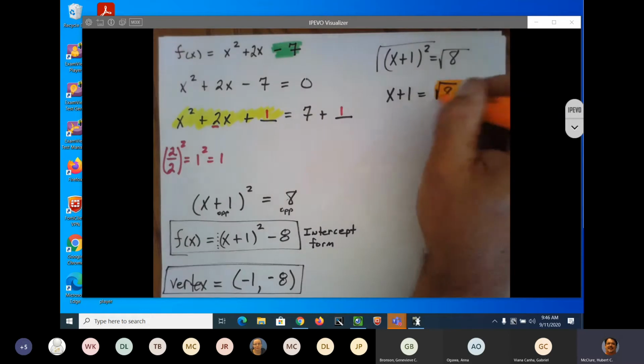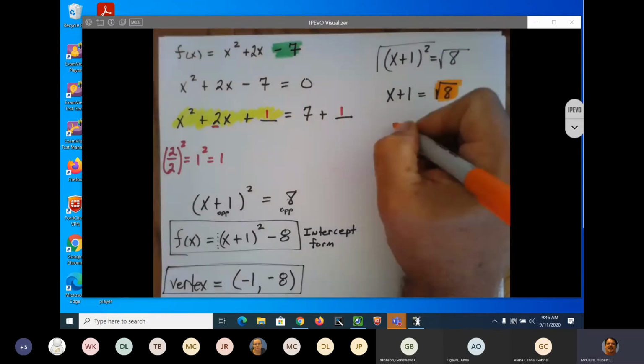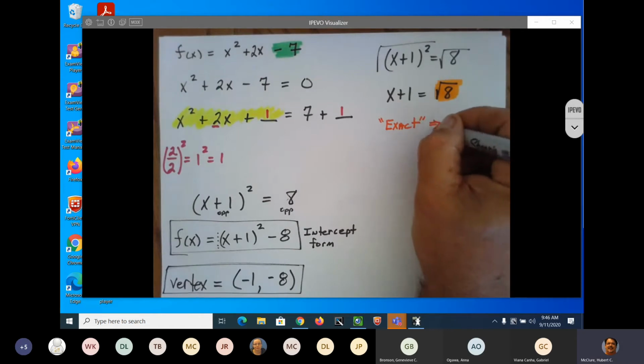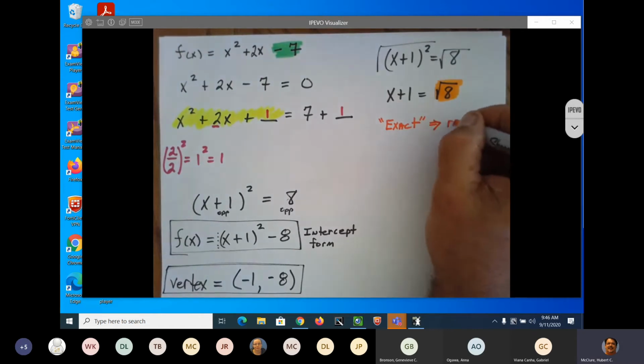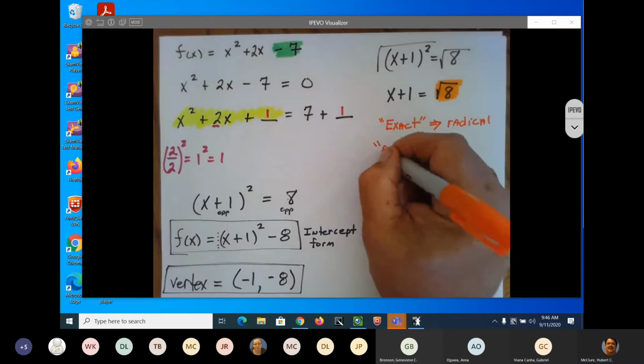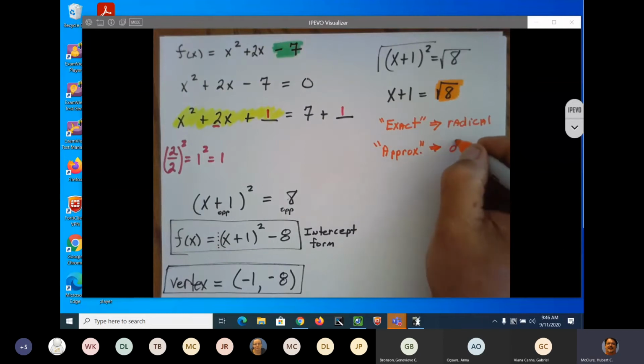We're going to take a little detour right quick, and I'm going to write something out about this. First, when you see the word exact in the directions, that means they want the answer in terms of a radical. When you see the word approximate, that means they want it in terms of a decimal.